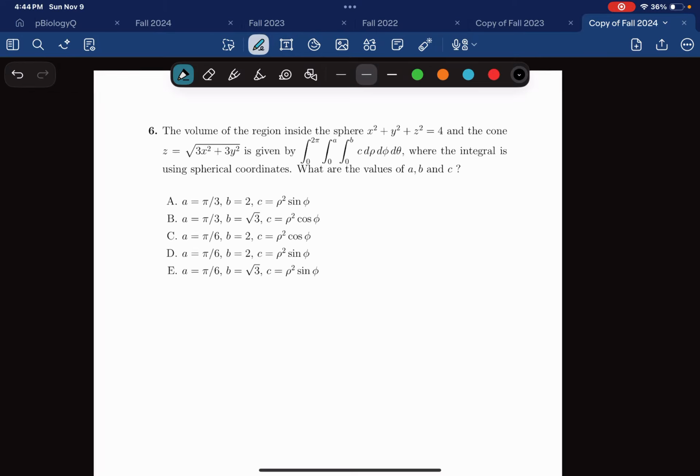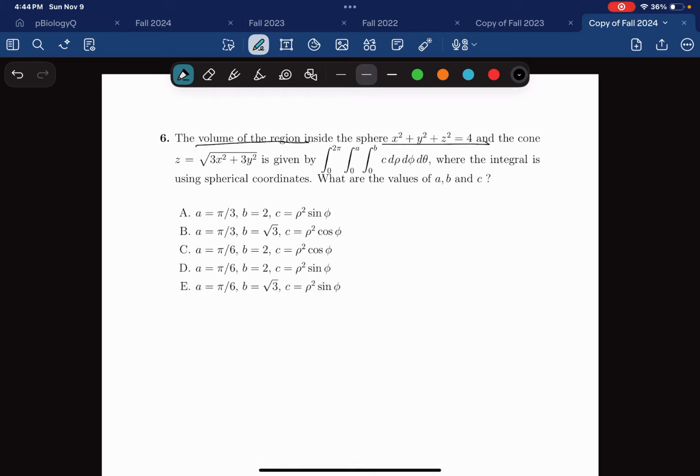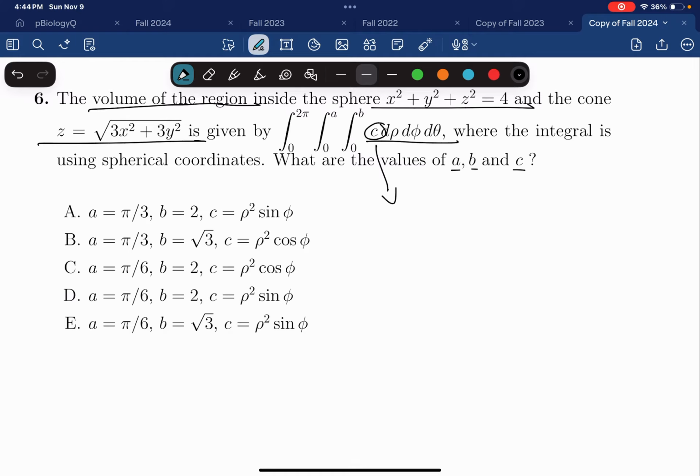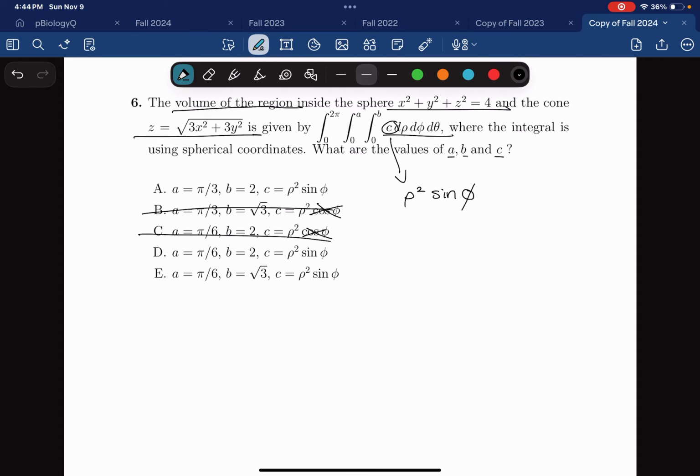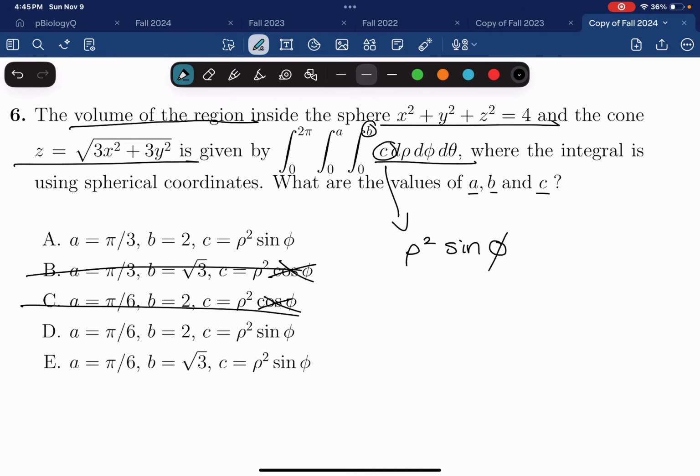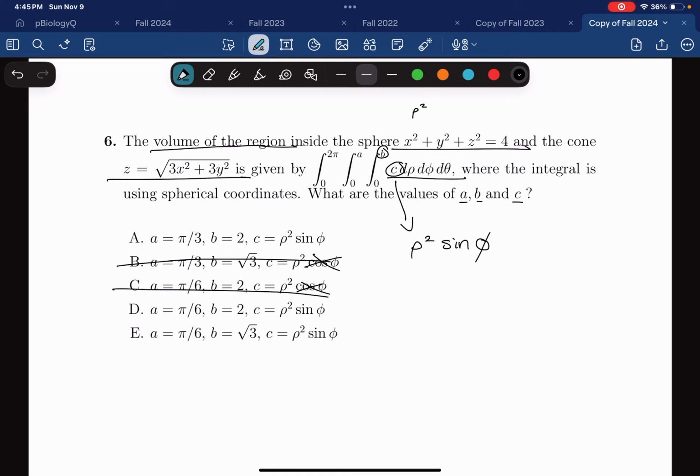Pretty simple stuff, actually. Okay, the volume of the region inside this sphere, this cone, is given by this. So we just want to find A, B, and C. Okay, so remember, for C, it should always be rho squared sine of this. So it can't be this because there's a cosine. It can't be this, there's a cosine, and the rest of these ones check out. Cool. So now we're going to try to find our rho. So we know that rho squared is equal to x squared plus y squared plus z squared, which is also equal to 4. So the rho is equal to 2.